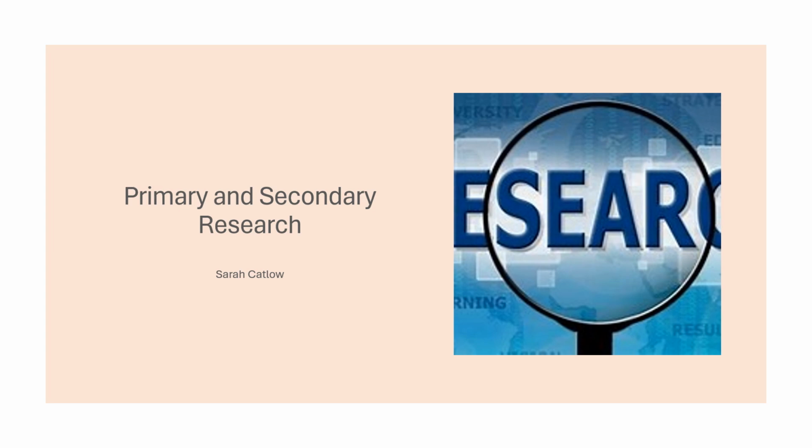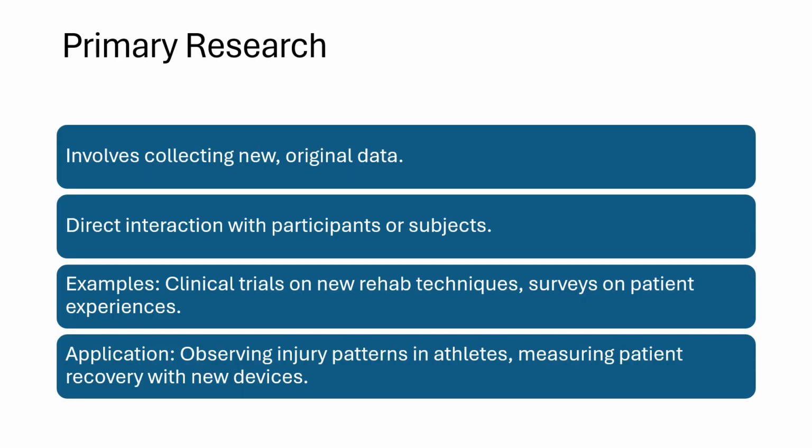Hello, today we're going to discuss the difference between primary and secondary research with examples from injury and rehabilitation. So let's start looking at primary research. So primary research involves the collection of original data directly from sources.